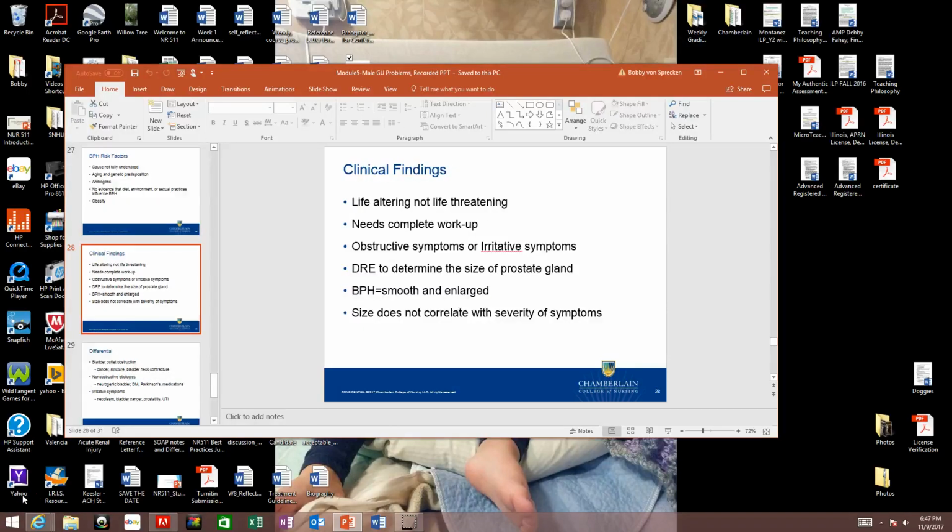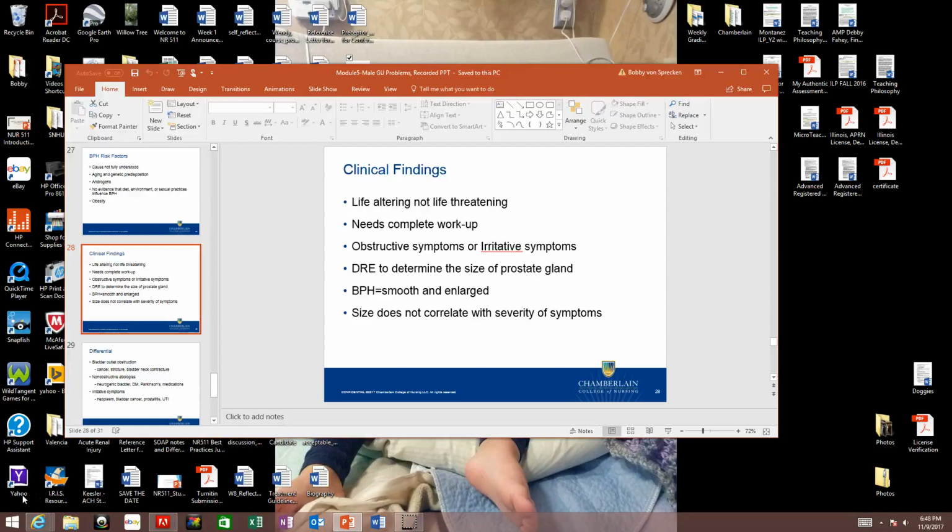Symptoms of BPH usually involve a combination of obstructive and irritative voiding complaints. BPH is not life-threatening, but it is life-altering. It is important to note that symptoms are not specific to BPH, since many conditions result in an overlap of symptoms, so a complete workup needs to be completed.